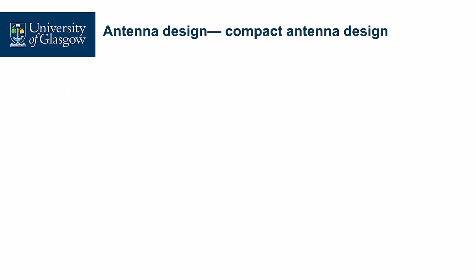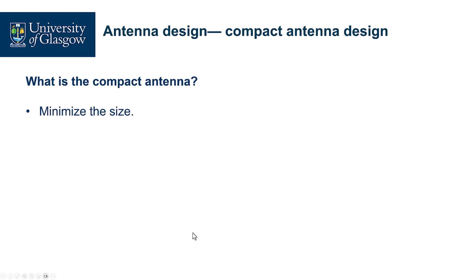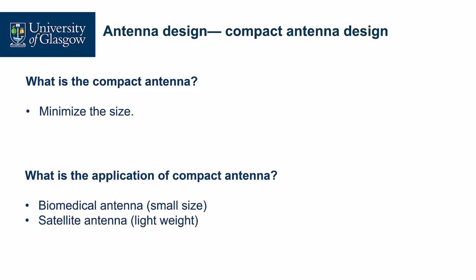Second case, we still talk about antennas. We talk about compact antenna design. What is a compact antenna? Compact means making the size small. We want to minimize the size. Compact antennas are widely used nowadays, for example in biomedical engineering, for in-body or wearable devices, where we want the size to be small. And for satellite antennas, we want the weight to be light. These are the applications of compact antennas.